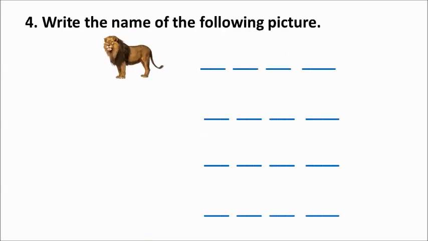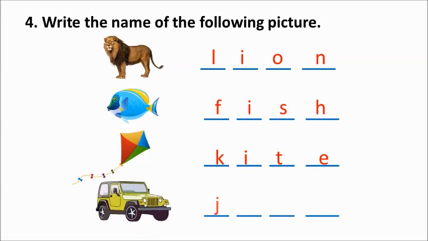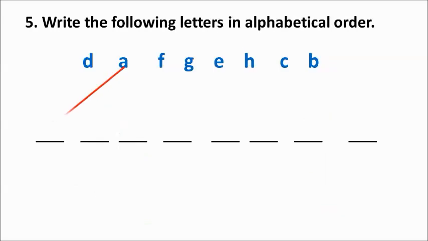Write the name of the following picture. LION, lion. Fish. FISH, fish. Kite. KITE, kite. Jeep. JEEP, jeep. Write the following letters.